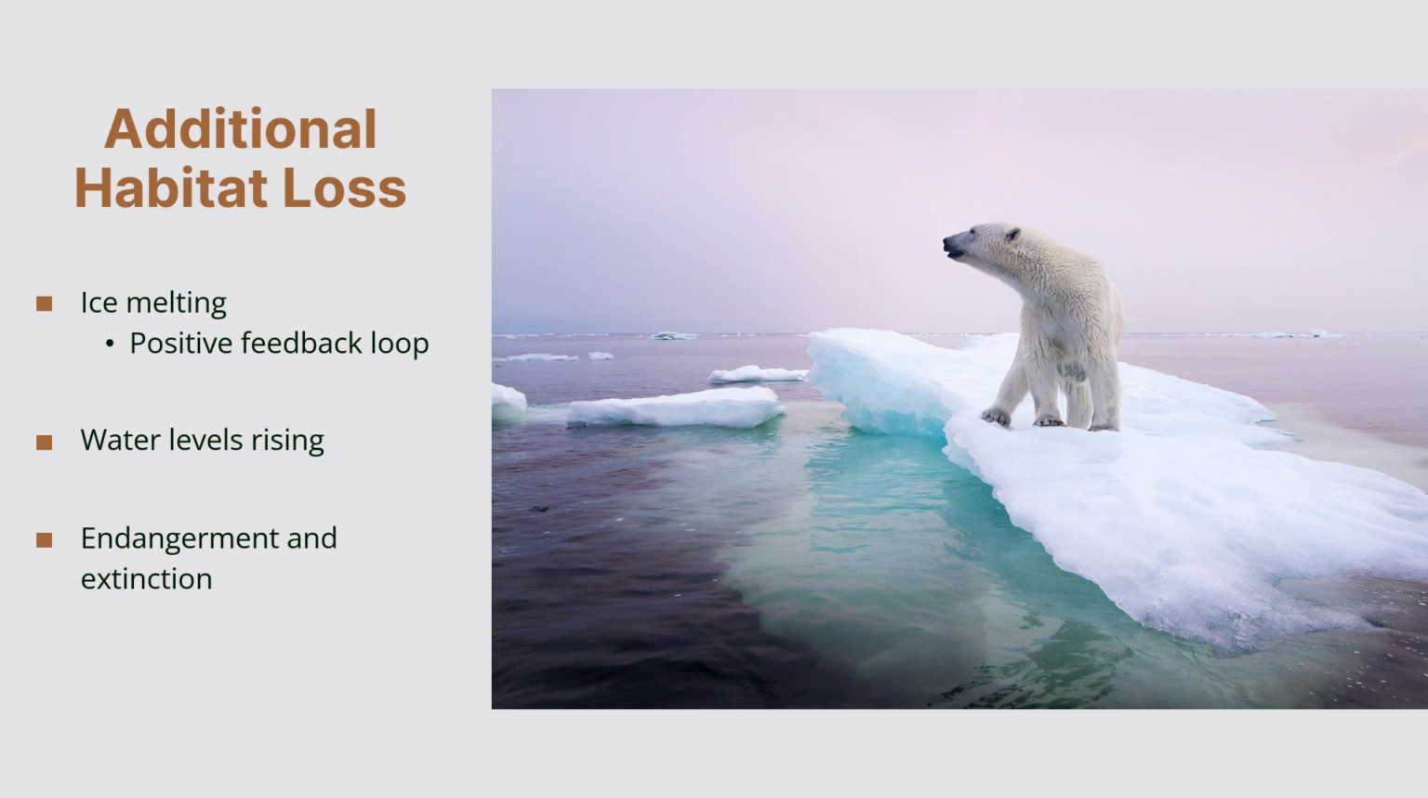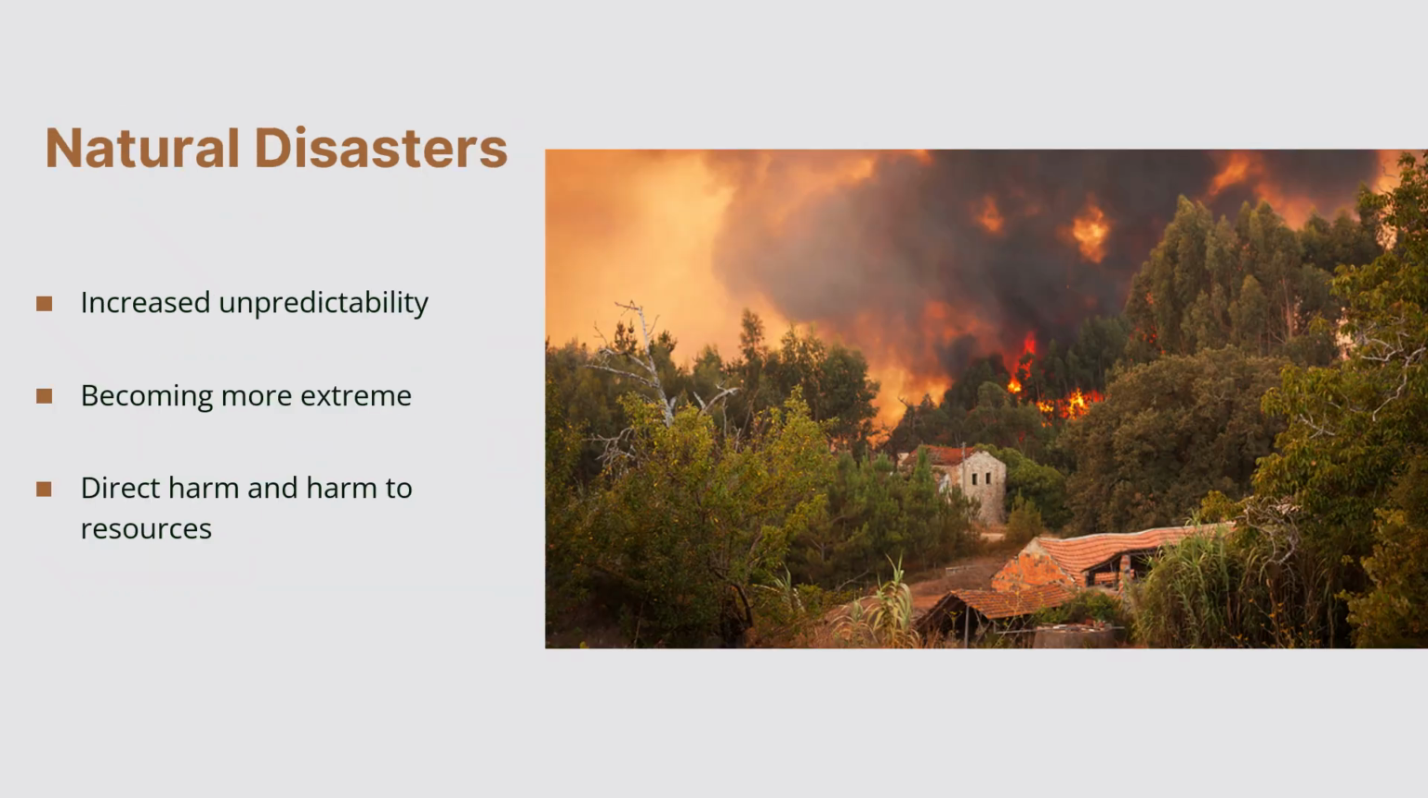In addition, this process causes sea levels to rise dramatically. This is detrimental to coastal and freshwater habitats. Most notably, the overall depleting surface area of ice is rapidly driving species into endangerment, and some may soon face extinction. As the global temperature continues to rise, natural disasters are becoming both more extreme and difficult to predict.